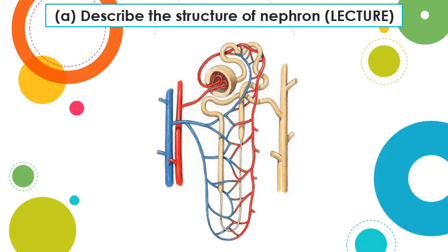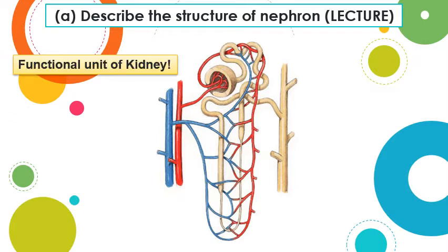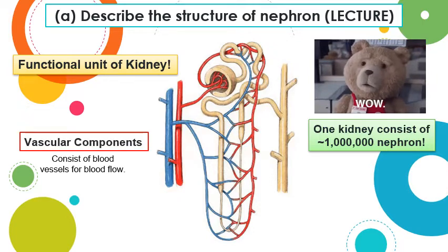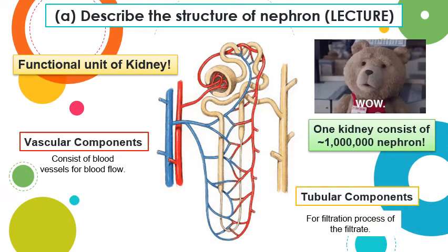Now, let's look at the structure of the nephron. The nephron is the functional unit of the kidney. Without nephrons, the kidney cannot conduct its function, that is to osmoregulate and excrete. In the kidney, we have almost 1 million nephrons to conduct its function. And in the nephron, there are two parts. The first one is the vascular component, which consists of blood vessels for blood flow. The second part is the tubular component. The tubular component is where the filtration process will occur.